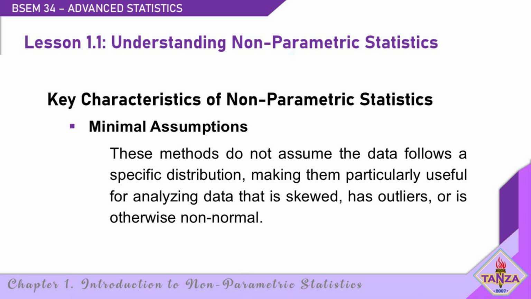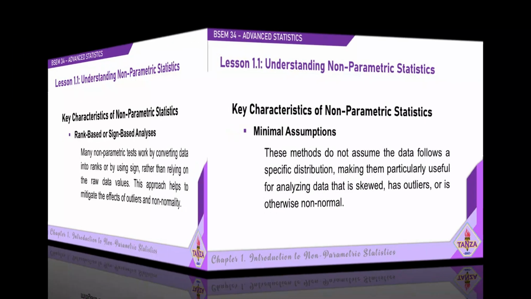Why is this helpful? Let's say your data is skewed, maybe everyone scored really high or really low on a test. Has outliers, one or two numbers are way off. Or just doesn't fit a normal distribution. Non-parametric methods still work well. That's why we say they make minimal assumptions about the data. In simple terms, non-parametric tests are like easygoing tools. They don't expect perfect data and can still give you good results when your data is messy.